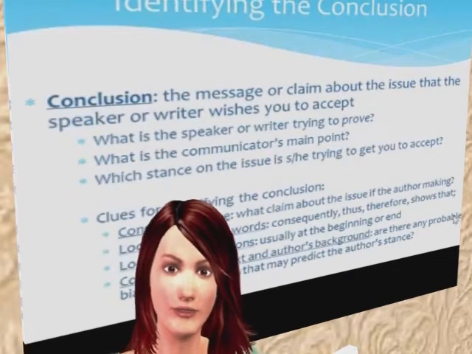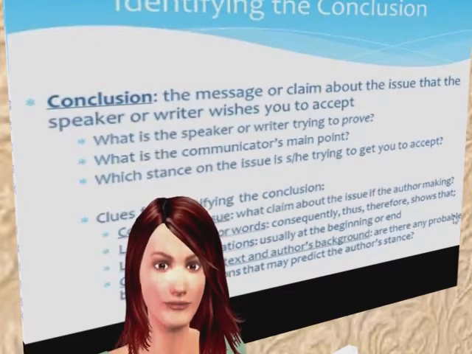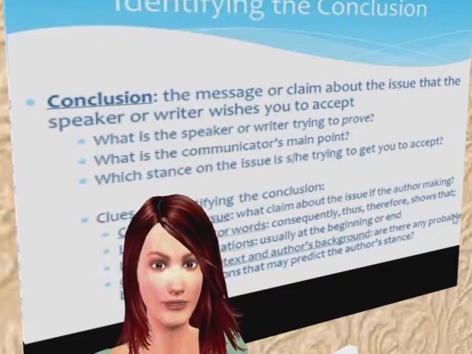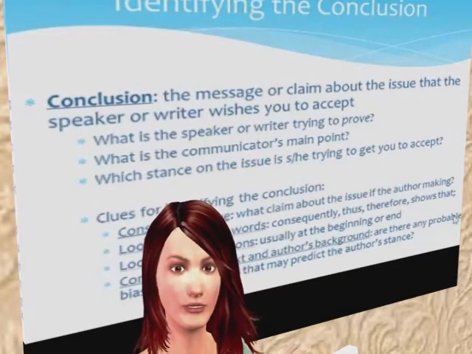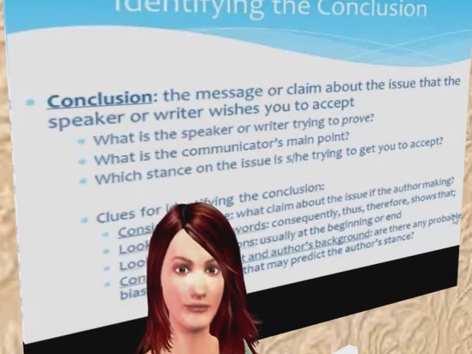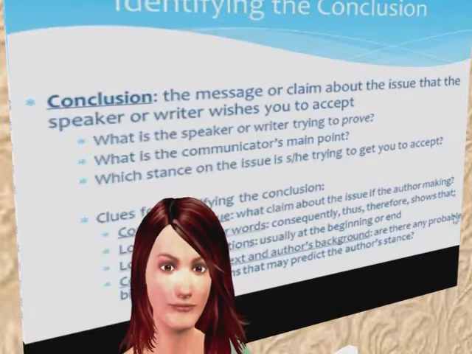The next thing we need to do, once you've identified the main issue, is identify the conclusion. The author's conclusion is the message or claim about the issue that the speaker or writer wants you to accept. There are several questions that you can ask yourself to help you figure out what the conclusion is.